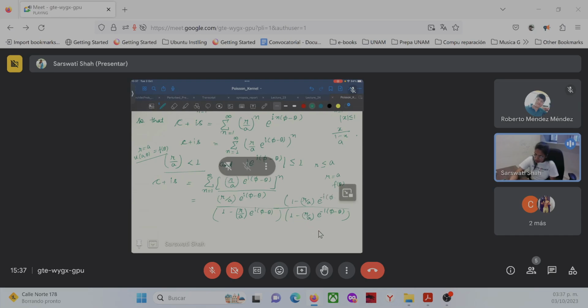I have taken a shortcut in your notes. So when we send this e to the power iota phi minus theta inside this term, it will be r over a e to the power iota phi minus theta minus r over a squared, and this e to the power iota theta times e to the power minus iota theta is 1. 1 minus r over a e to the power iota phi minus theta, 1 minus r over a e to the power minus iota phi minus theta. What will be the multiplication?